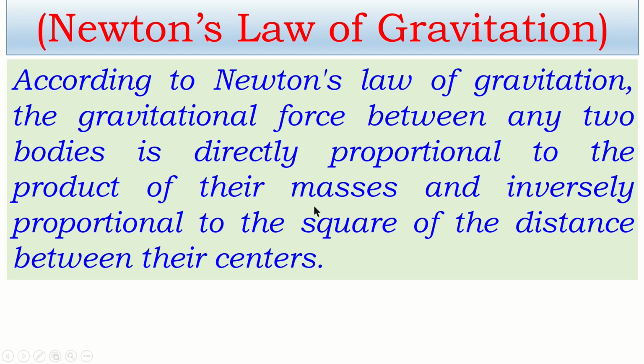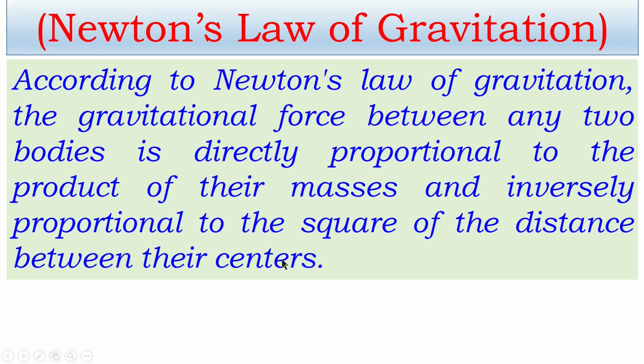Now, according to this law, the gravitational force between two bodies is directly proportional to the product of their masses. What does it mean? If one of the masses increases, the product of masses increases, and if both the masses increase, the product of masses increases. Increase of one mass or both masses increases the product of their masses, and the gravitational force increases. On the other hand, it is told to be inversely proportional to the square of the distance between their centers.